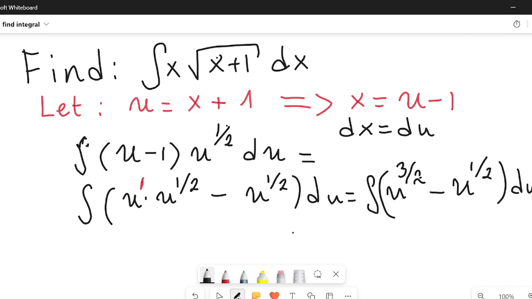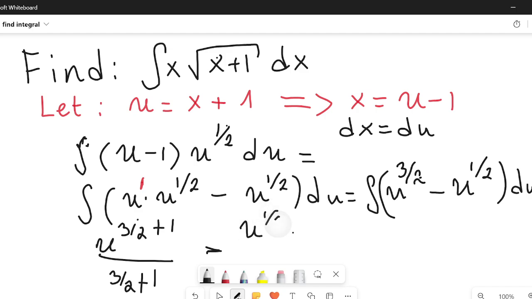Now I'm going to do the integral of each of them. So that's going to be equal to u to the power 3 over 2 plus 1 over 3 over 2 plus 1, minus u to the power 1 over 2 plus 1 over 1 over 2 plus 1, plus c.